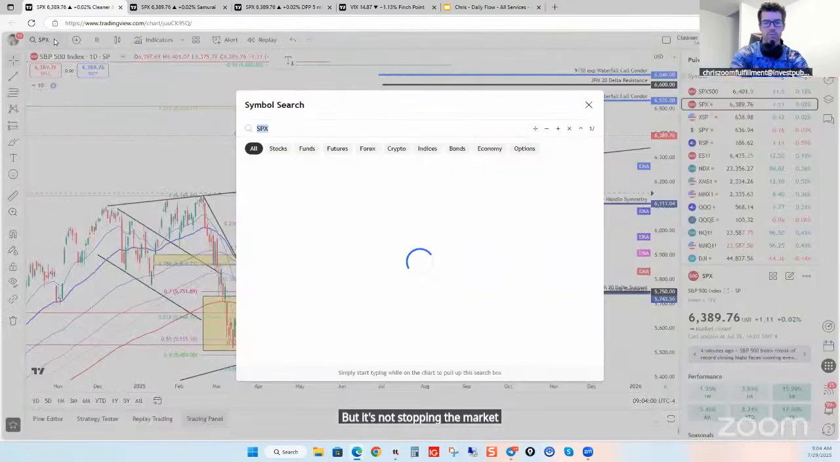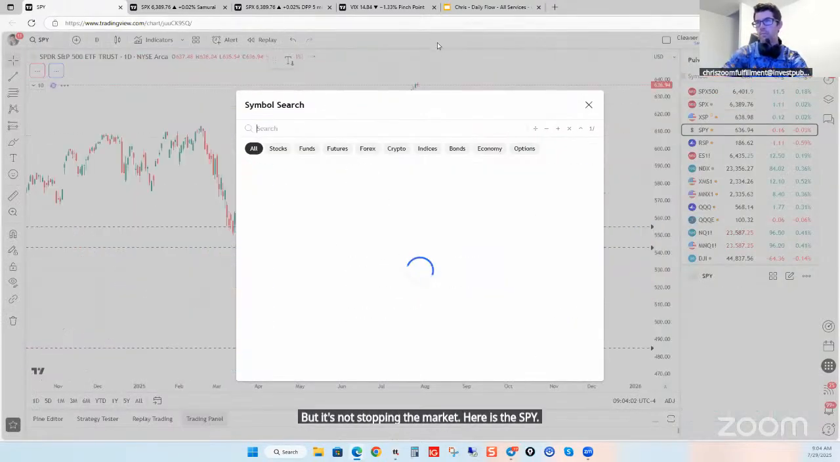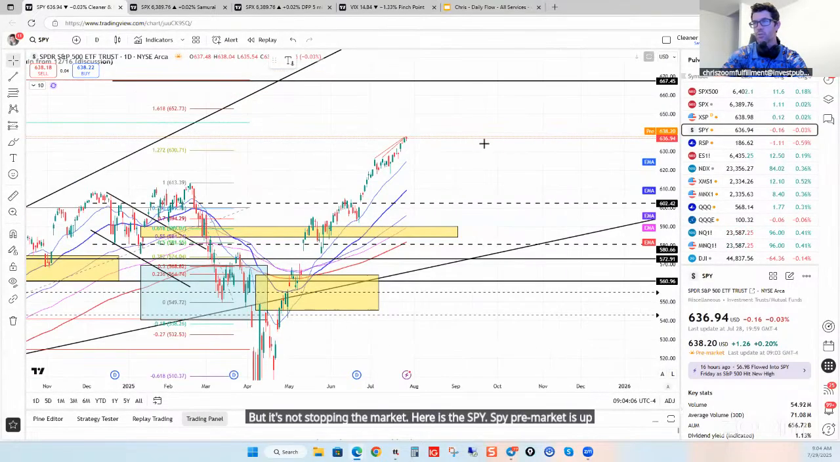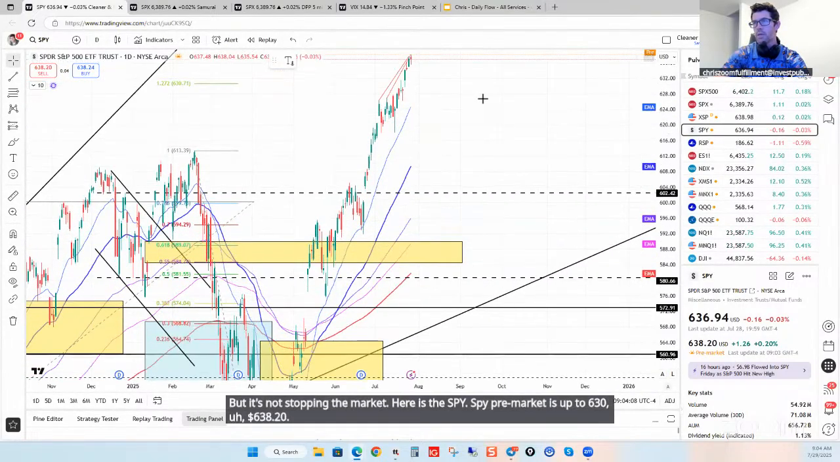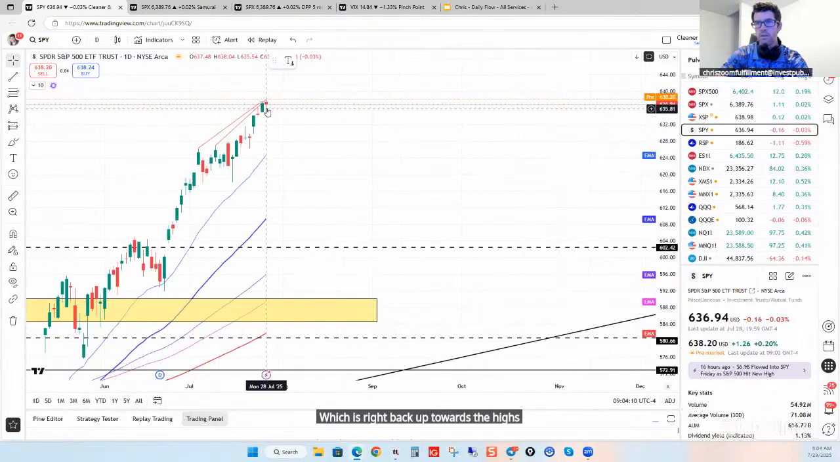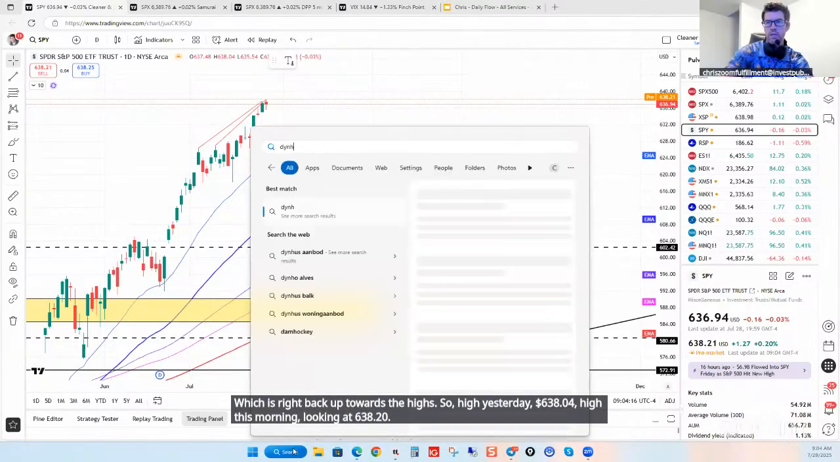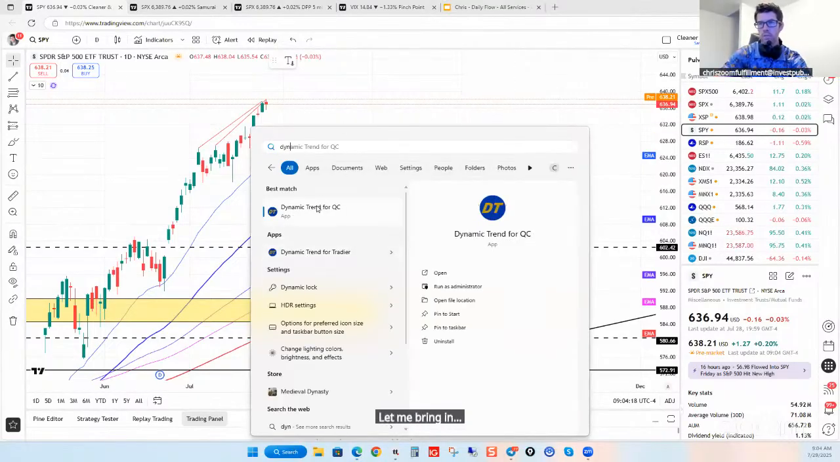Here is the SPY. SPY pre-market is up to 638.20, which is right back up towards the highs. So high yesterday, 638.04. High this morning, looking at 638.20. Let me bring in some key levels here.